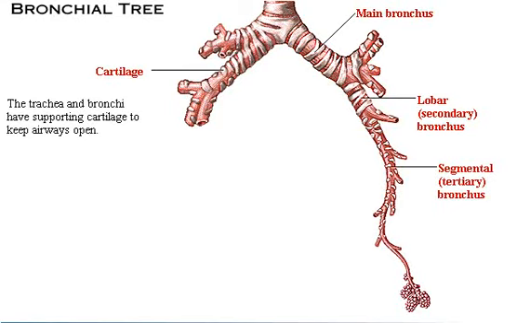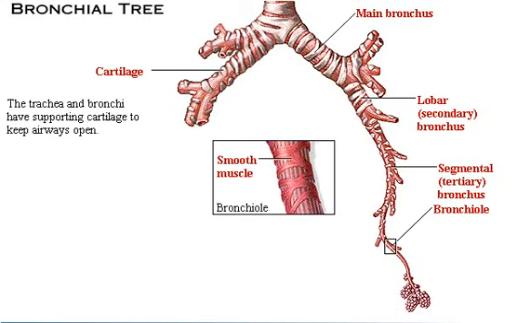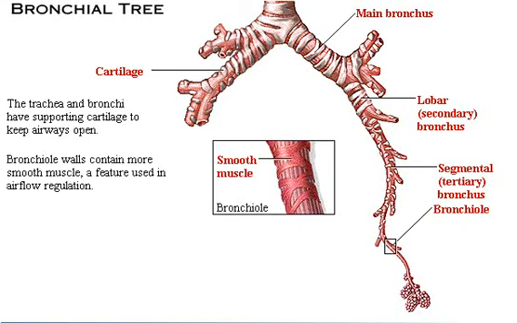Airflow is deeper into the lungs as the segmental bronchi branch repeatedly into smaller bronchi, which eventually branch into bronchioles. Bronchioles lack cartilage and contain more smooth muscle in their walls than the bronchi. These features allow airflow regulation by altering the diameter of the bronchioles. Bronchioles branch further into terminal bronchioles.